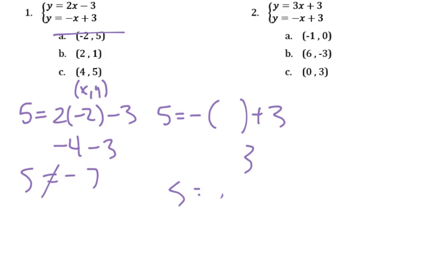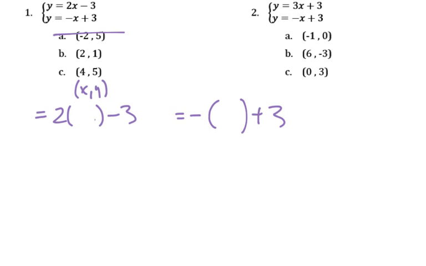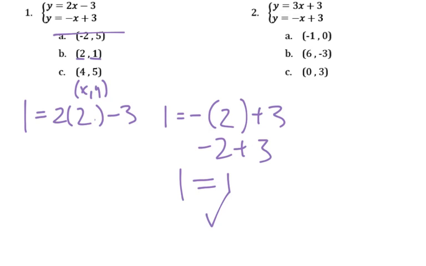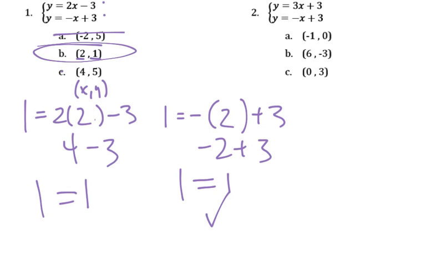Okay, so now we take this, erase the x and the y, and plug in our next x and y. So y of 1, x of 2. Negative 2 plus 3 gives us 1. Does 1 equal 1? Yes. So it works for that one. 2 times 2 is 4, minus 3 is 1. 1 does equal 1. So there's our solution for both of these, which means C isn't going to work.